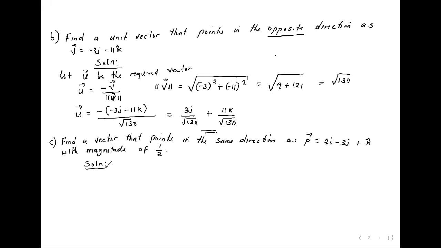So what we do is we first ignore this. We first look for a unit vector for P. So let V be the required vector. That means that V is going to be, if you're trying it as a formula here now, half multiplied by P over the magnitude of P. Why are we doing this? Because we know that in terms of magnitude, the magnitude of a unit vector is 1. So if you're looking for a vector whose magnitude is half, then just multiply 1 by half.